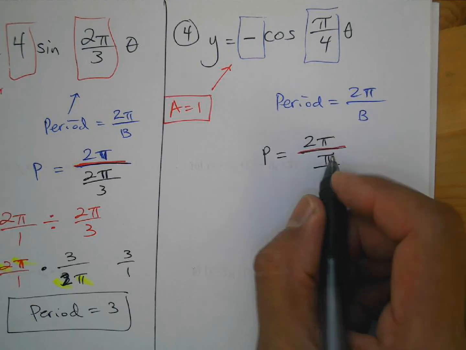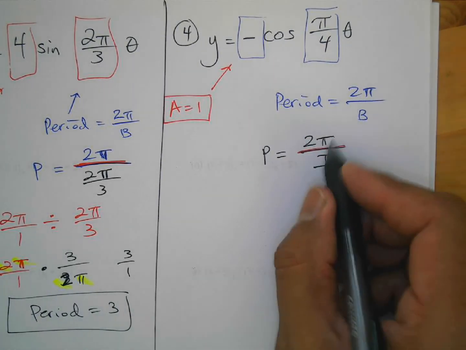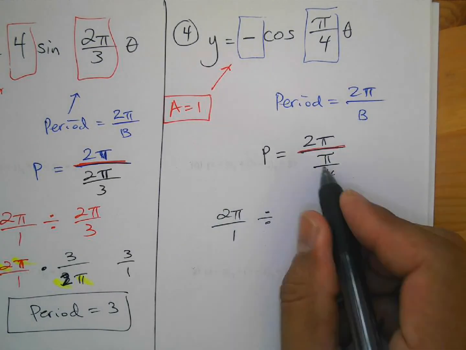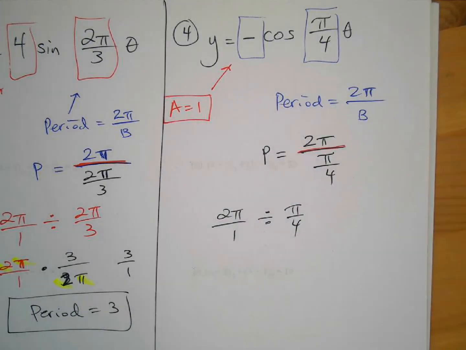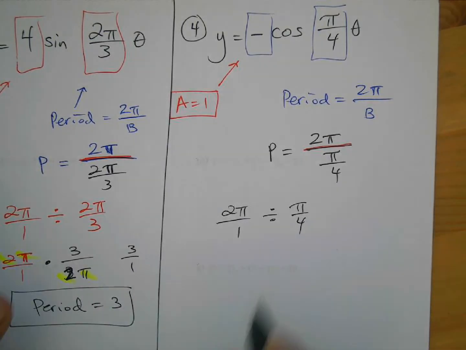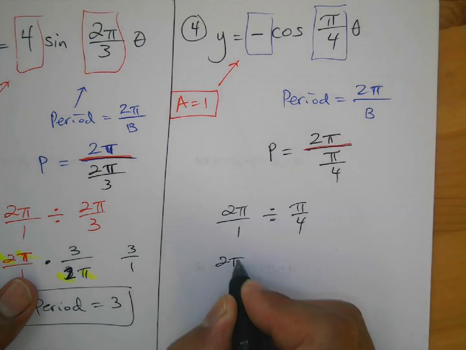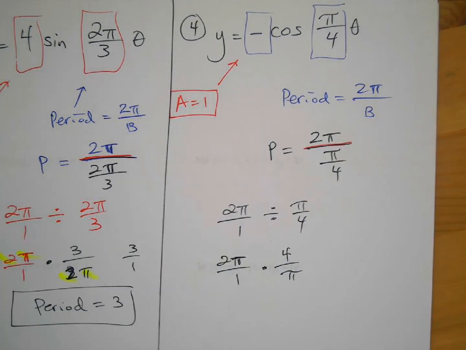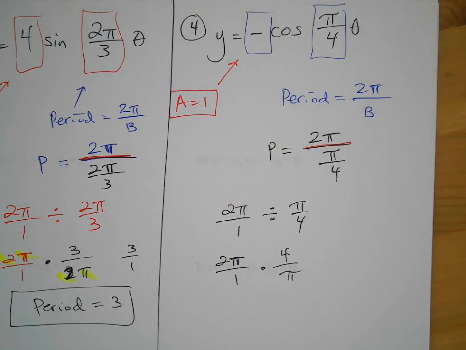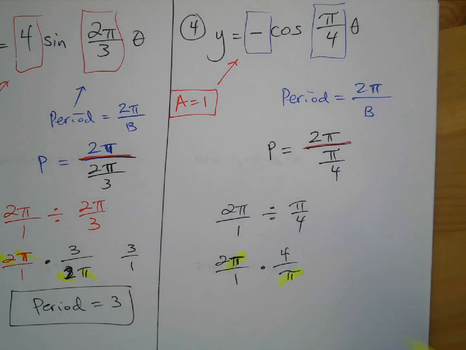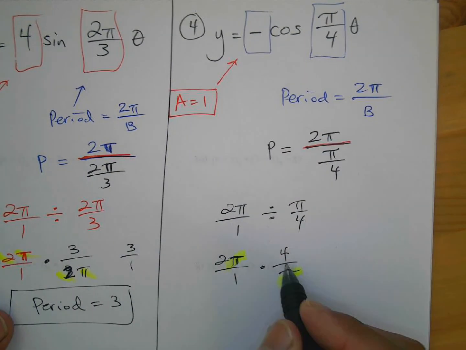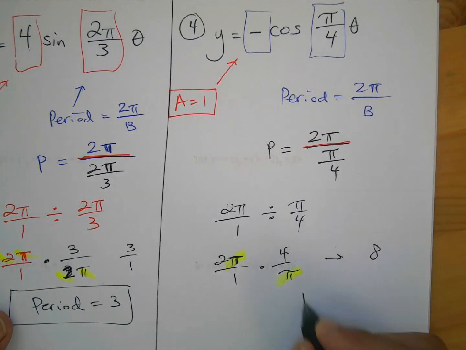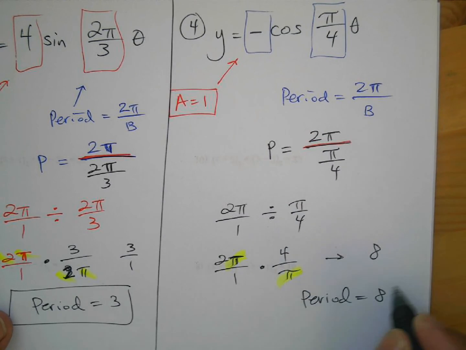All right, this one here, last one, let's see. Again, this is the 2 pi, which is 2 pi over 1 divided by what? Pi over 4. Got to get this correct period. That's going to be 2 pi over 1 times what? The reciprocal of this, 4 over pi. Well, these will divide out. What's left? 2 times 4? 8. So your period is 8.